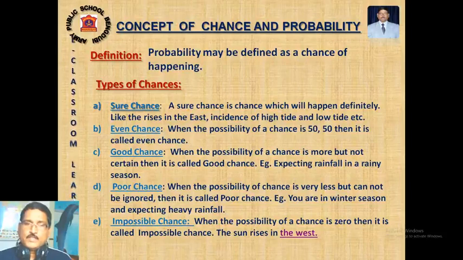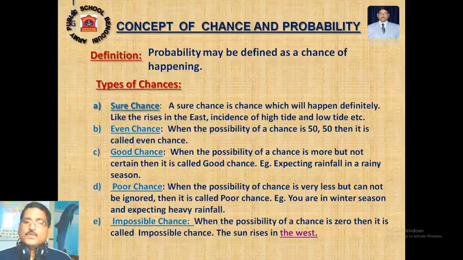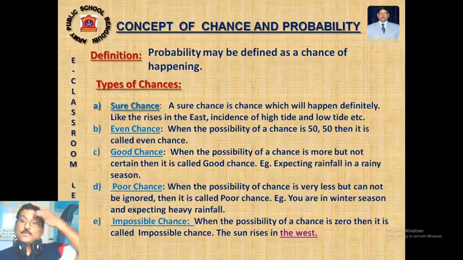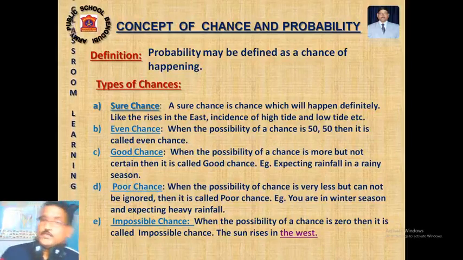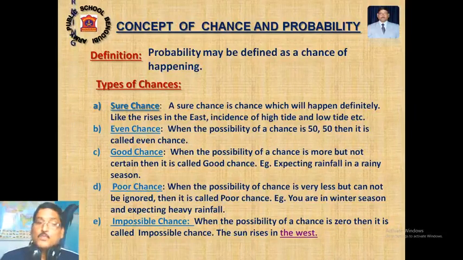Expecting rainfall in a rainy season. Suppose you are in the month of July, that means the rainy season. So you are expecting rainfall. So it is a good chance. In the month of July, the rain may come all of a sudden, but it is not sure it will be a rainy day on that particular day. That's why probability.